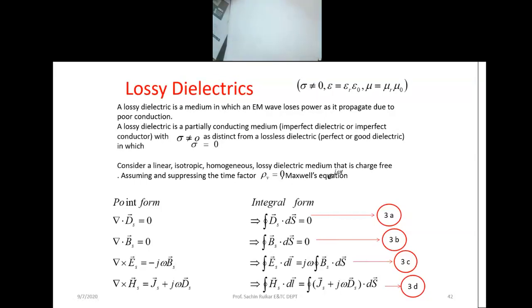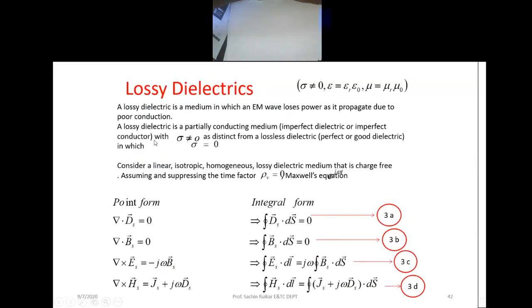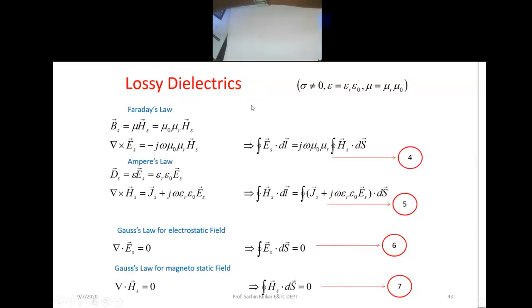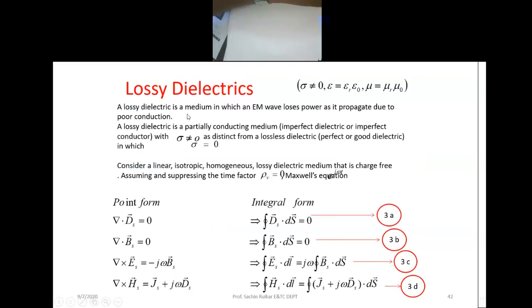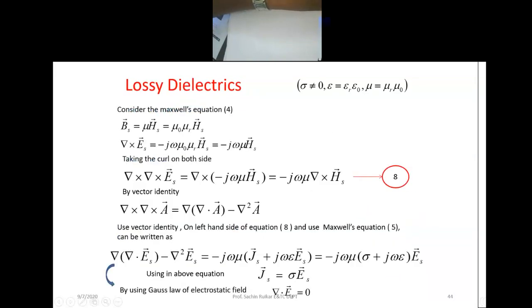These are the wave equations we consider, and for the given wave equations we are just solving. That is about the equations of the electric field and magnetic field terms. This is the lossy dielectric medium. These are the Maxwell equations. That is the integral form, and this one is the differential form or point form. Now the wave equation for the lossy dielectric medium.